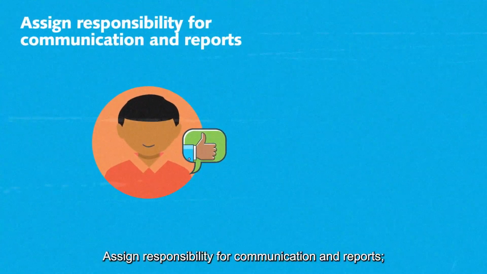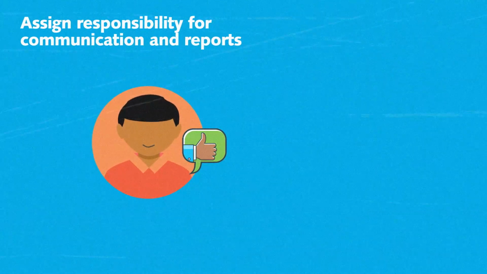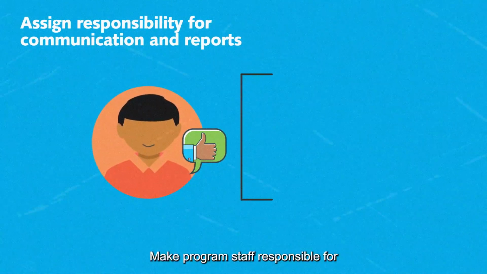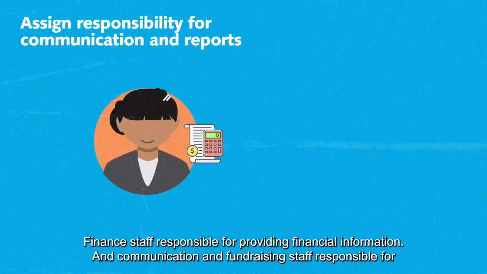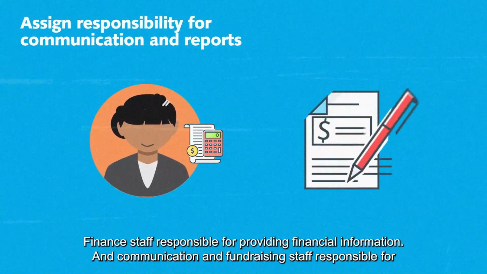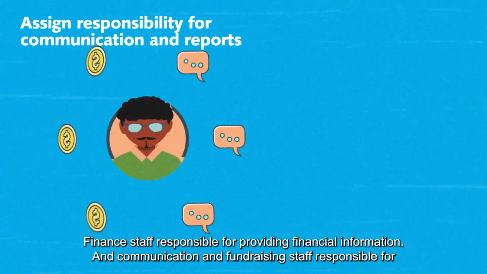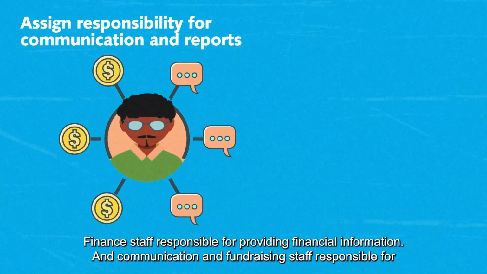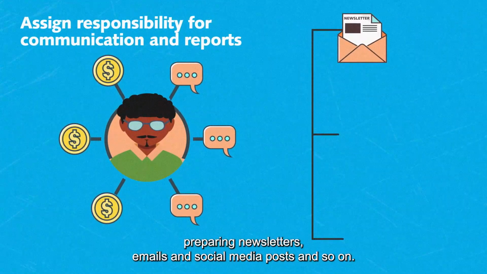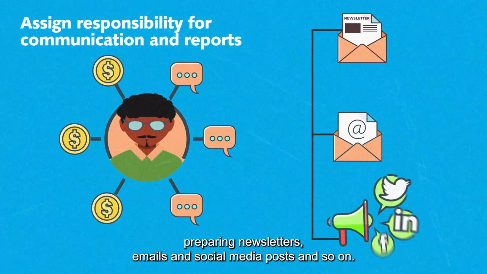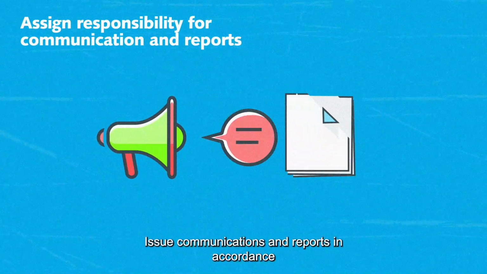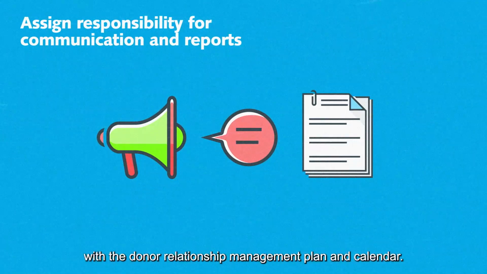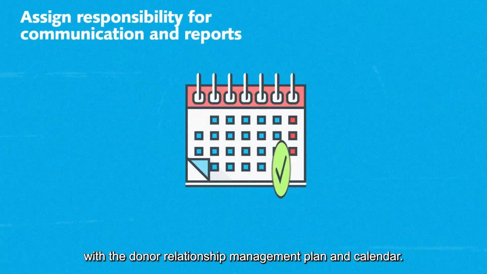Assign responsibility for communication and reports. For example, make program staff responsible for providing information about and pictures of projects, finance staff responsible for providing financial information, and communication and fundraising staff responsible for preparing newsletters, emails, and social media posts, and so on. Issue communications and reports in accordance with the Donor Relationship Management Plan and Calendar.